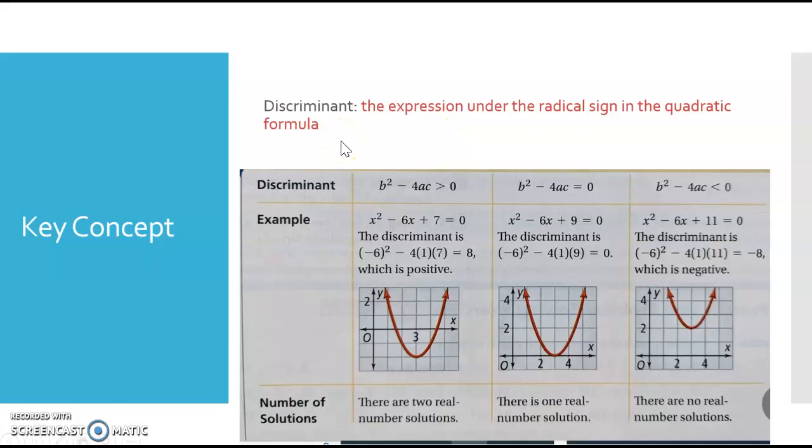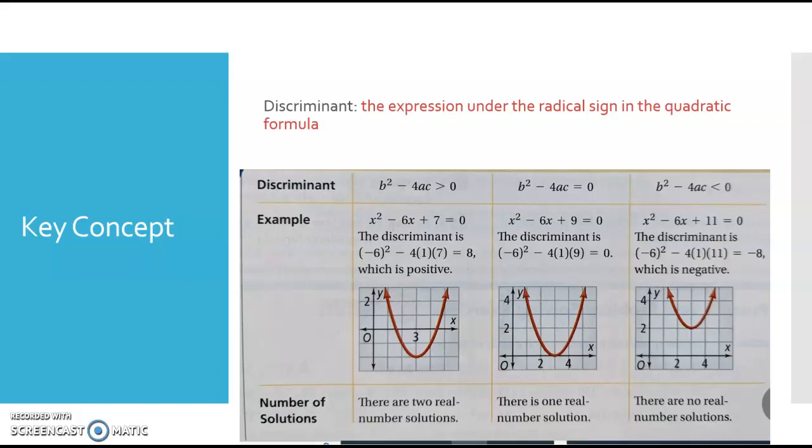All right, in this last video, we're going to talk about what is called the discriminant. The discriminant is the expression under the radical sign in the quadratic formula. The discriminant is what helps us determine the number of solutions our quadratic equation has.